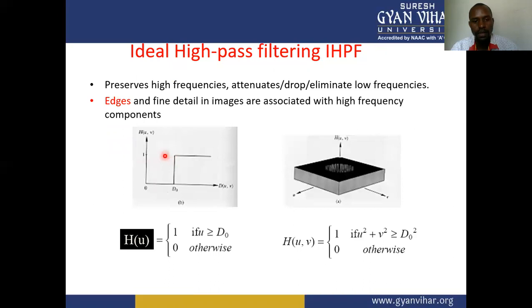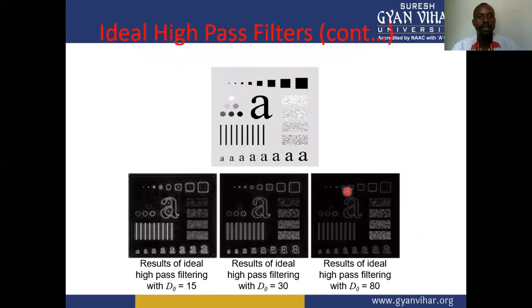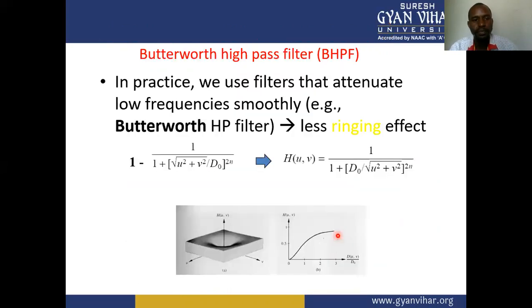This is the input image you get. This is the output. So this is an example. When the cutoff frequency D0 is 15, we get this result. Then this is the result when the radius is 30 and when the radius is 80. There is a significant increase in the signal as the radius increases.